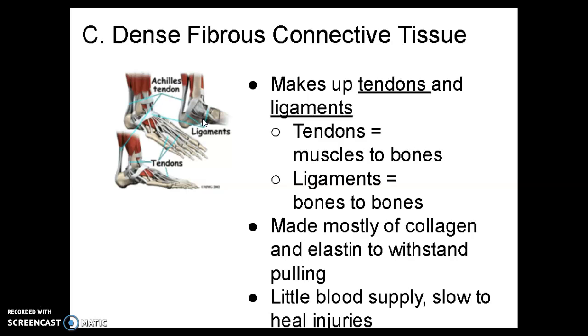These are made of mostly collagen and elastin to withstand a lot of pulling, so very strong, very stretchy. However, there is little to no blood supply in these tissues. Not a whole lot of blood vessels traveling through there. Because there are fewer blood vessels, there's fewer nutrients going to these tissues, and it makes them very slow to heal injuries. If you have ever experienced a ligament tear, like an ACL tear or MCL tear, or a tendon injury, you know that they take a really long time to heal.